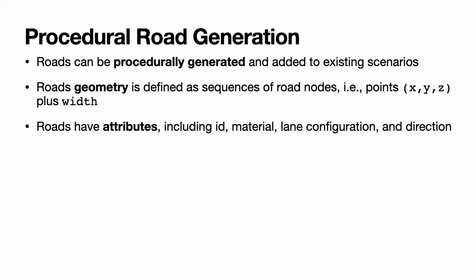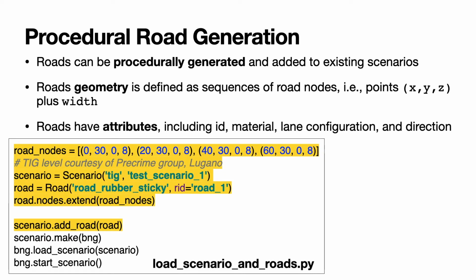In this case, we focus on roads. So roads are defined as a sequence of nodes, and nodes are points in three-dimensional space extended with a width of the road. So a road is a sequence of points. At each point in space, you tell the system how wide the road is, and the system is going to create a road for you. There are other attributes that you can set, including the ID, the material, the lane configuration, and the direction of the road.